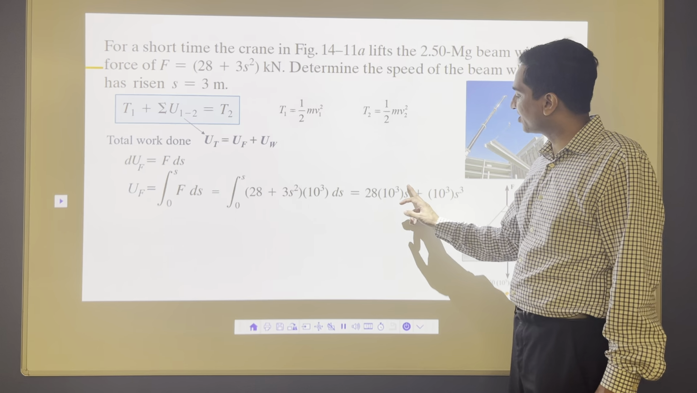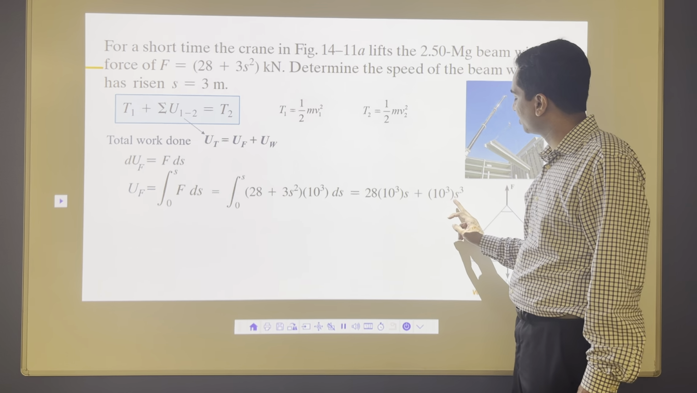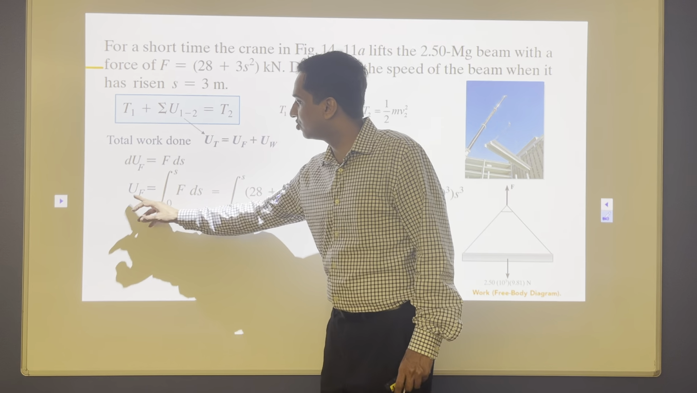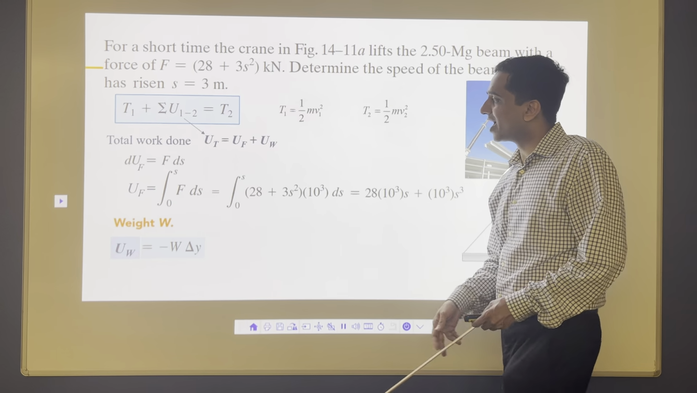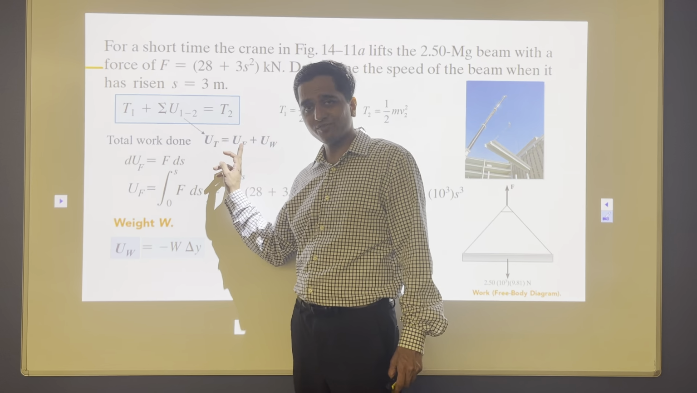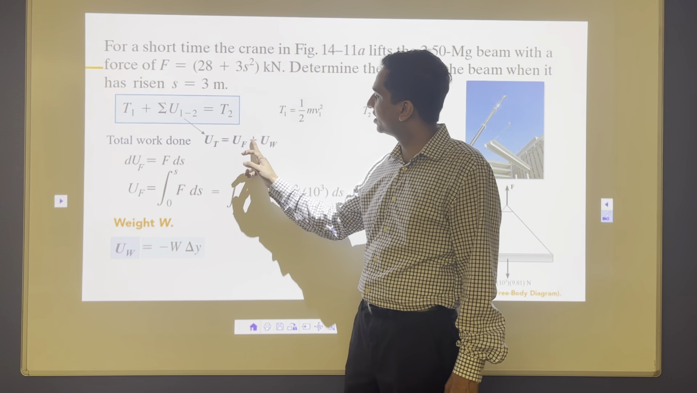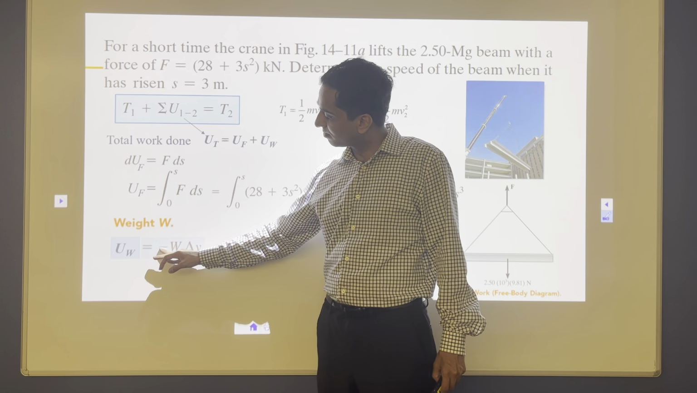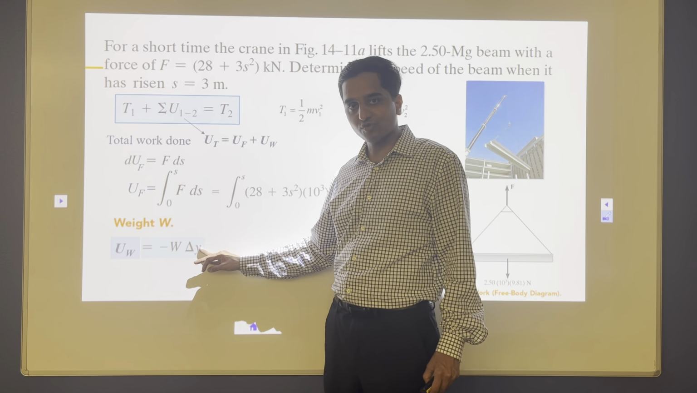Now all you have to do is put s is equal to 3. Put s is equal to 3 here, put s is equal to 3 here, and if you do that, you'll get value for UF. And once you have that, you can calculate work done by weight. Now work done by weight is nothing but minus W into y2 minus y1.